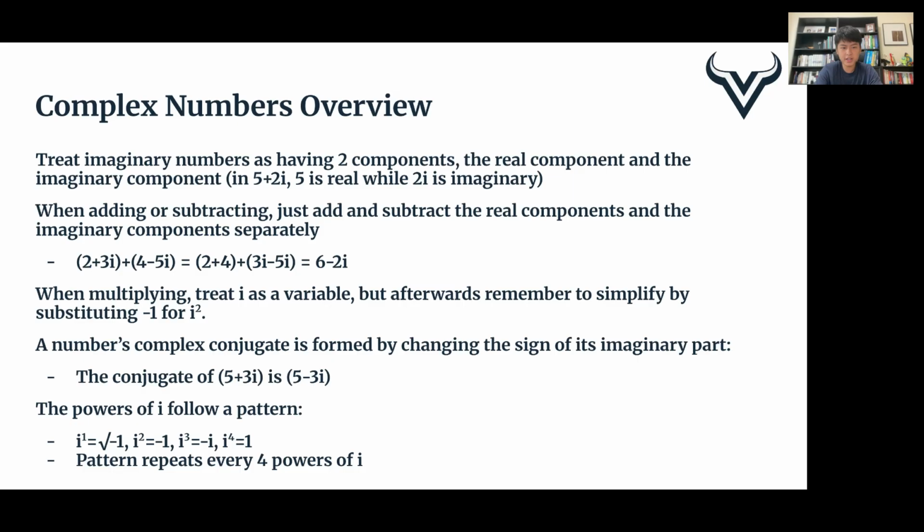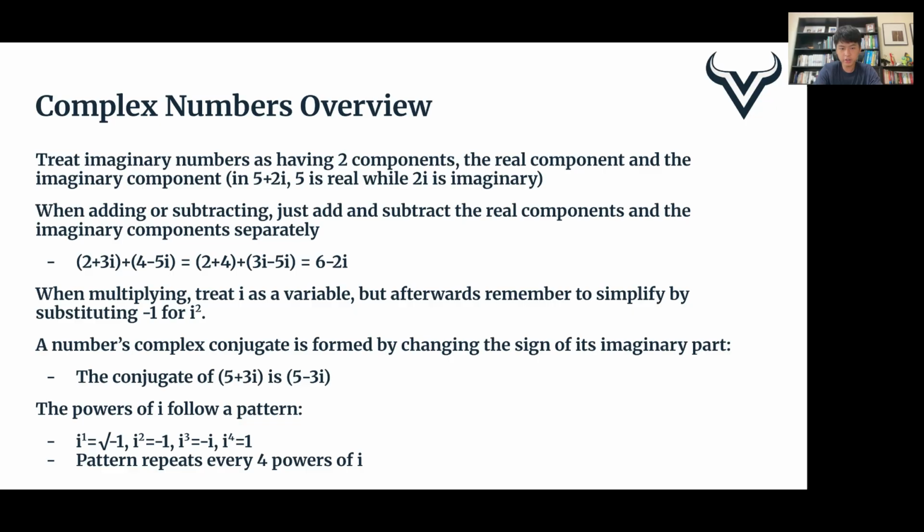So if you were to add 2 plus 3i to 4 minus 5i, you would add 2 and 4 together, then find the sum of 3i and -5i, and you should end up with 6 minus 2i, another complex number. When you multiply, treat i as a variable initially, but after you solve it, remember to simplify by substituting -1 for i squared, because i is the square root of -1, and hence you have to simplify. A number's complex conjugate is formed by changing the sign of its imaginary part.